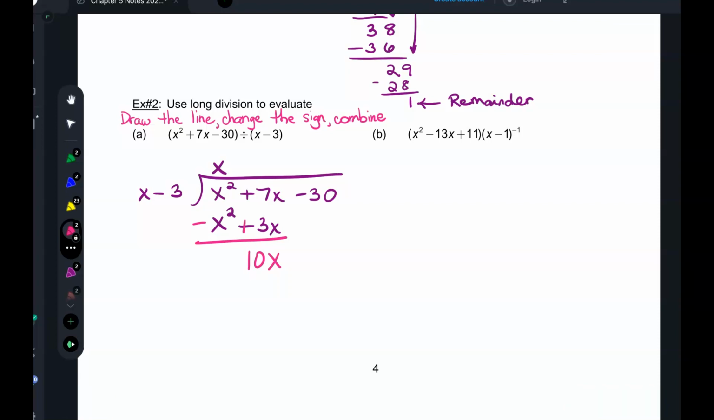So you bring down the 30? Remember when we did long division, we subtracted? So instead, we change those signs, so 7x minus negative 3x is 10x. But I like to do this, just change the signs and combine. I see fewer mistakes when students do that. Okay, we're not done. Next, remember when we did long division, once we divided that first part, we need to bring down the minus 30.